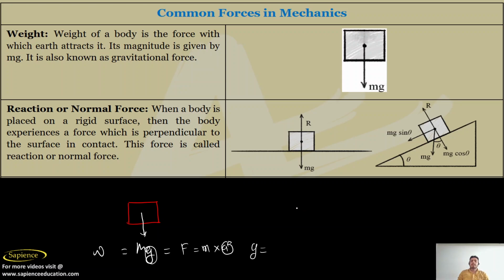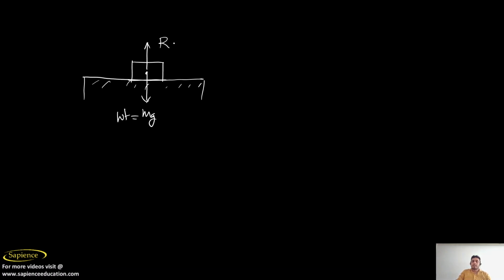Another is your reaction or normal reaction force. So let us see reaction force. Let us consider a table like this. An object is placed on this table, and you know that weight is acting downward, that is mg. Then this table will also apply a force in just the upward direction and of equal magnitude, and this is called reaction force. R is your reaction force, and this reaction force will be equal to mg.